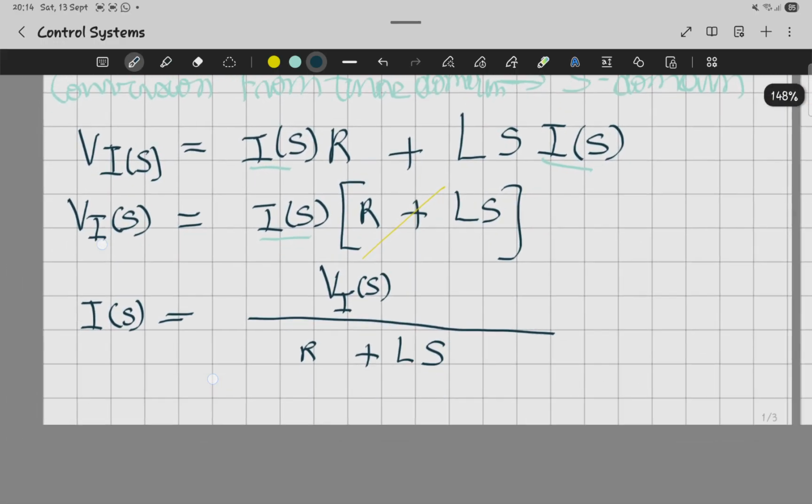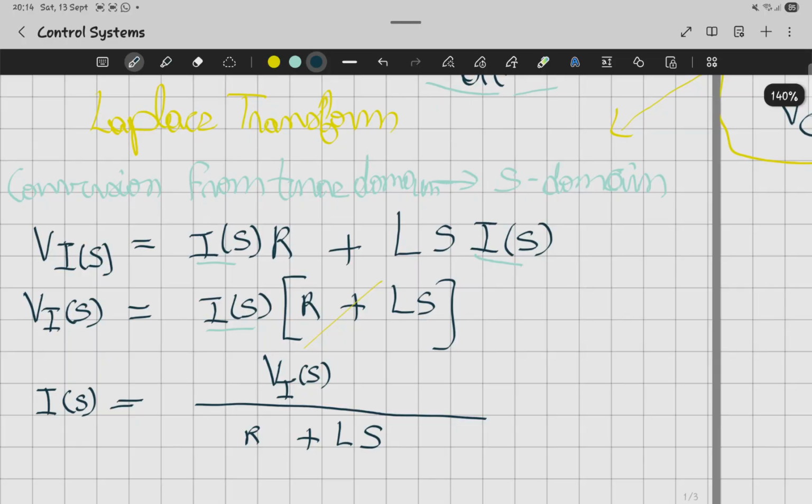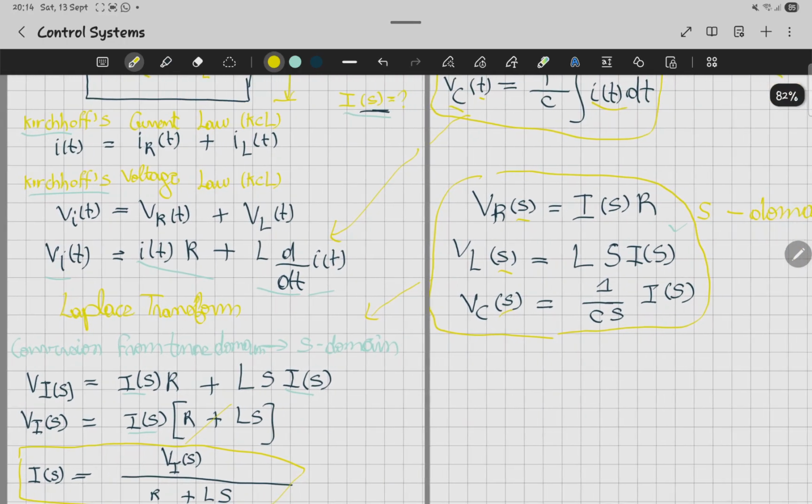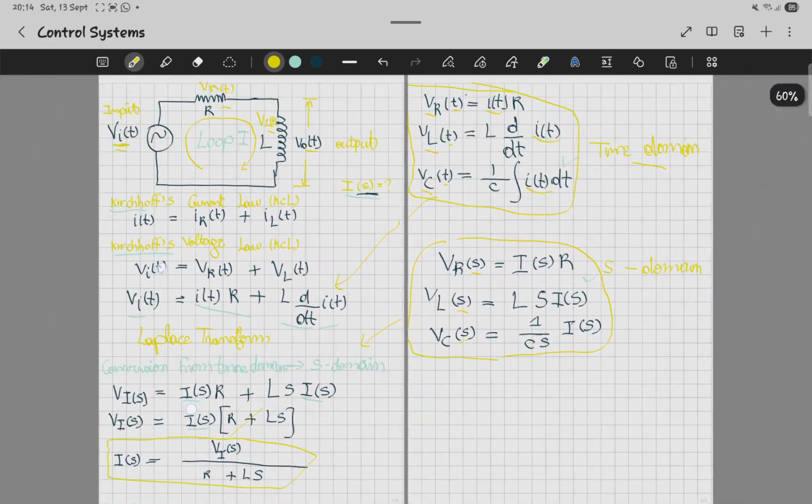And further on, if you want to solve for, okay, this is what we get for our current. So let's just stop here for now. We're going to stop here for this question. It was just to show you how we can get these formulas from the circuit that you have there. Okay, so let's move on to another example.